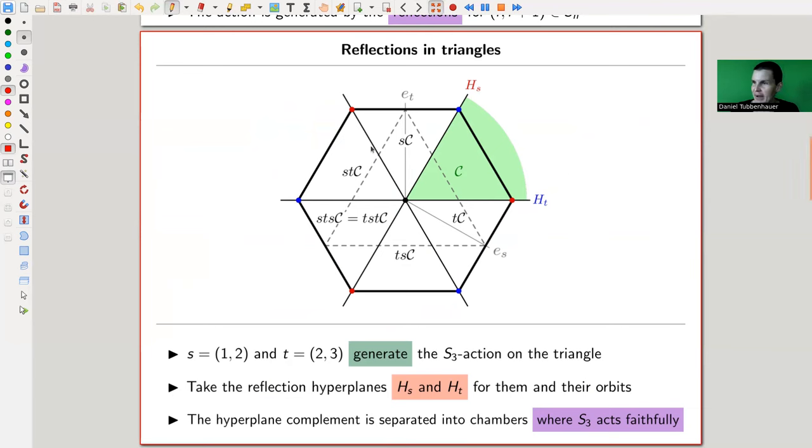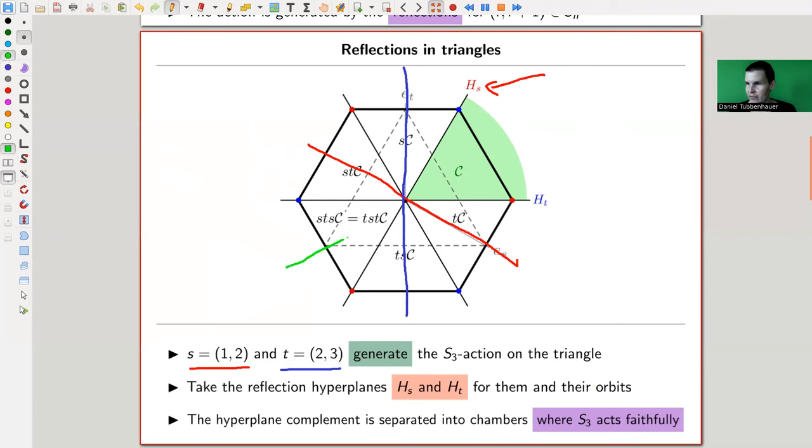Anyway, I have my triangle in the background and I draw my hyperplanes of reflection here, and I have them for S and T, where S, the red one, is just this one, and T, the blue one, is just this one. I can draw the hyperplanes corresponding to those reflections, and the hyperplanes are orthogonal to the reflections themselves. So this is a red reflection, and the corresponding hyperplane is orthogonal to that reflection. And here's the blue reflection. The hyperplane is orthogonal to the corresponding blue reflection.